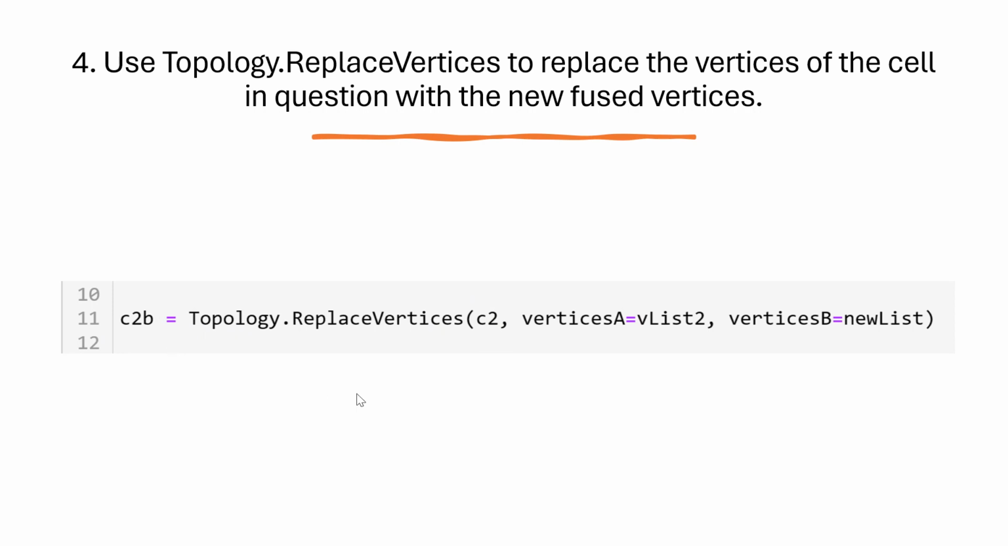Just one little note here that C2 is a cell, but sometimes C2B might become a cluster. So you might want to add a topology.self-merge C2B so that it converts it back into a cell. So if you don't get the same object type, make sure you self-merge and it should recreate the cell that you had before.